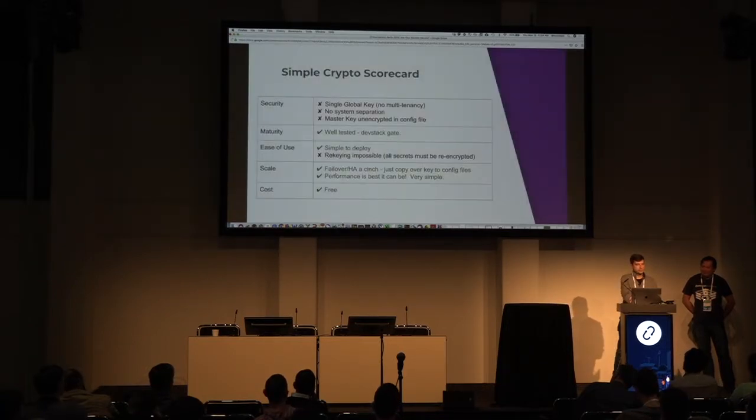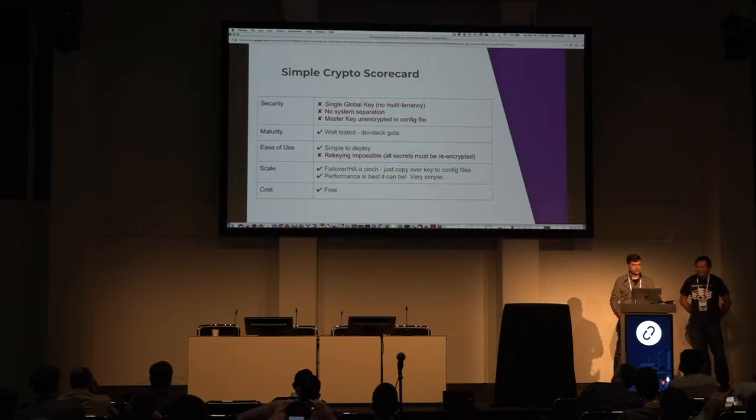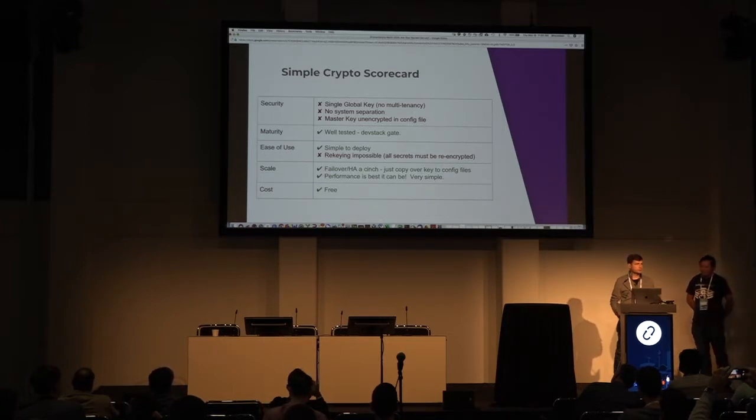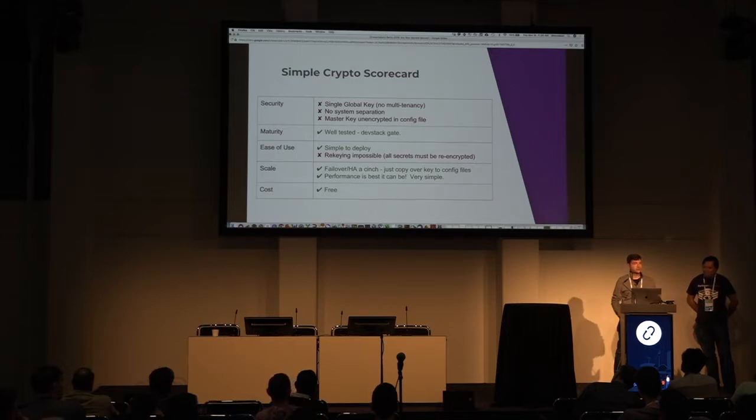But let's evaluate it against our scorecard in these five pillars. The first question, on security: it's not very secure because there's a single global key, which means for every project, for every tenant, it's still that single key. And there's no storage system separation because the key is right there within the Barbican file. And the master key is stored there unencrypted, so it's easy, if someone has access to the file system, to see that key. So security is not very good. Probably still better than nothing.